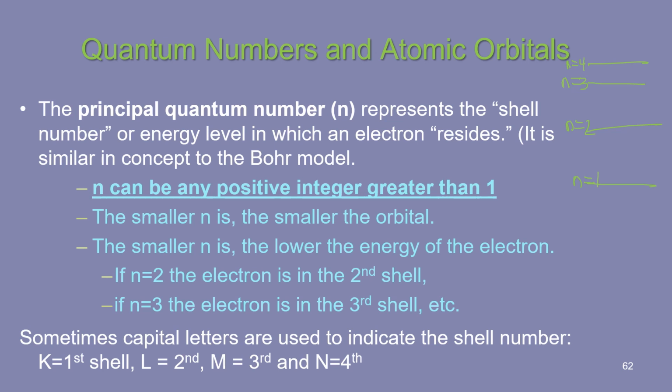Sometimes capital letters are used to indicate which shell we're talking about. So n equals 1 is sometimes called the K shell. And for n equals 2, it's sometimes called the L shell. And n equals 3 is the M shell. And n equals 4 is the N shell. I don't know why they need to even complicate things more. I'll just refer to them as the first, second, third, fourth. But this may come up at some point, so I just wanted to warn you about it. If you see that, you know what it means.